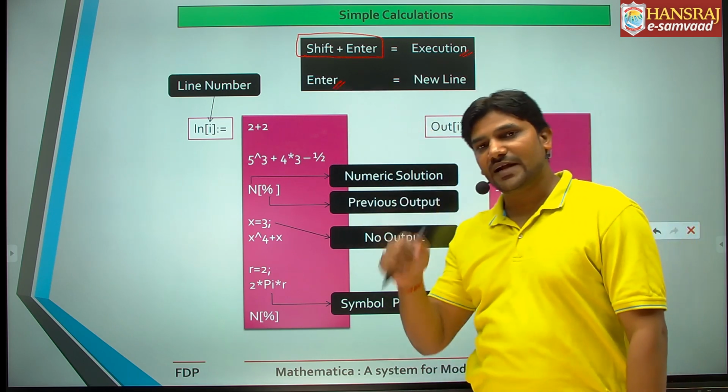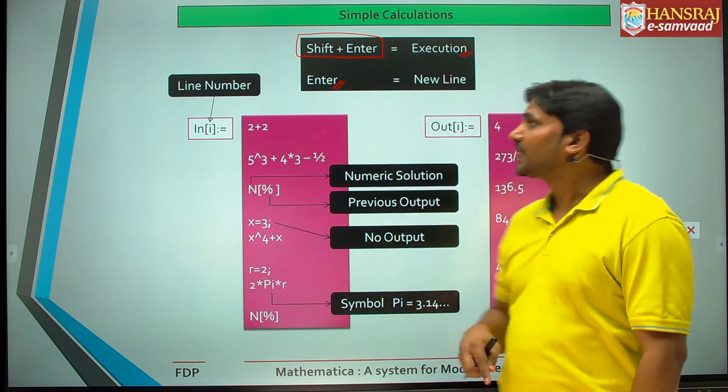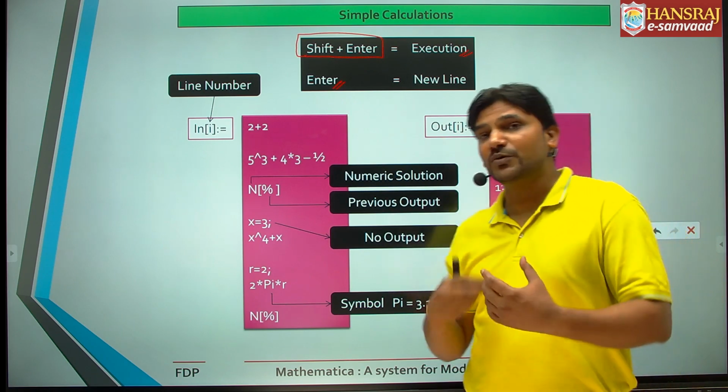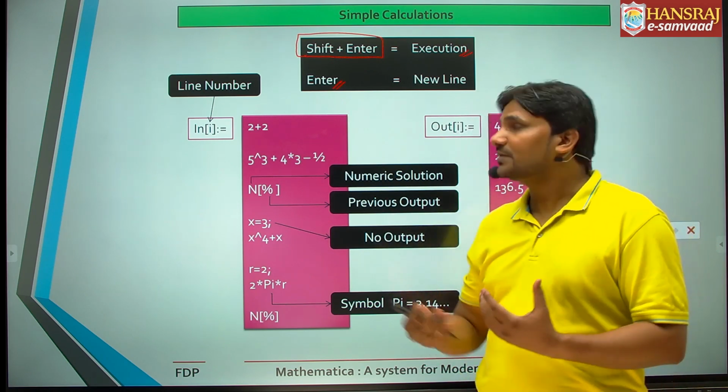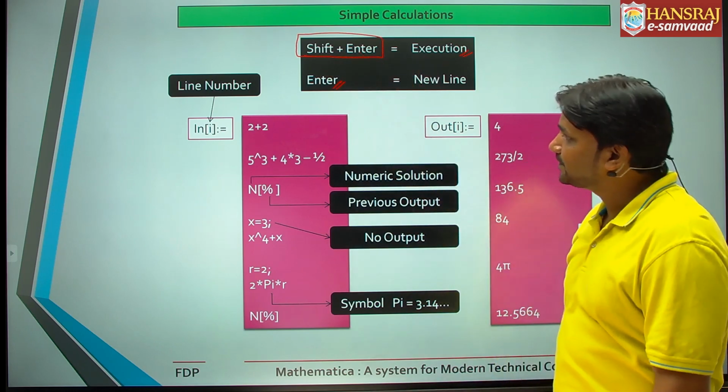So whenever you press Enter in your editor, the white window at the start, you will get a new line. But if you want to go to execution, then you need Shift plus Enter. Remember, that is a very important part.